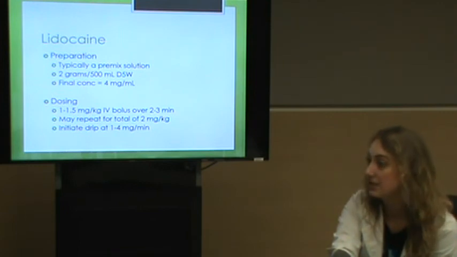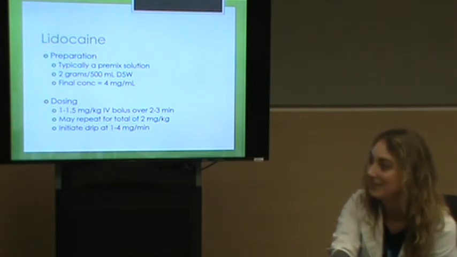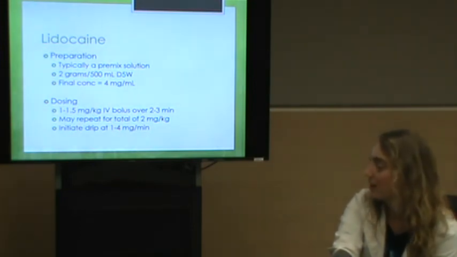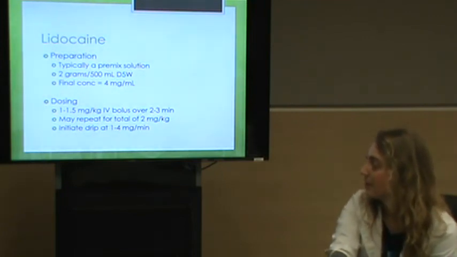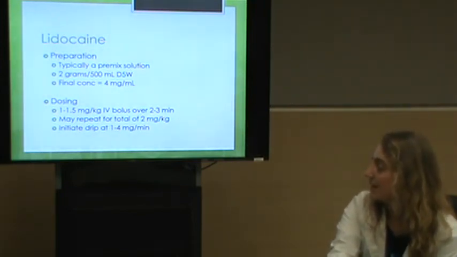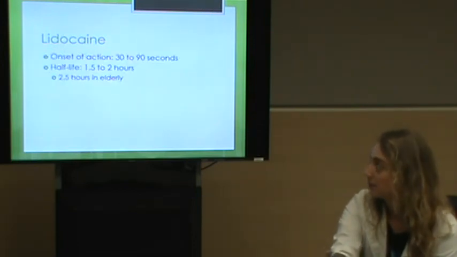You can continue repeating those boluses for a total of 2 mg per kilogram. So if you started with a 1, then you can repeat an additional 1. If you gave 1.5, you can give an additional 0.5. Initiate the drip after that at 1 to 4 milligrams per minute. You never want to exceed the 4 milligram per minute, so that is a hard max.